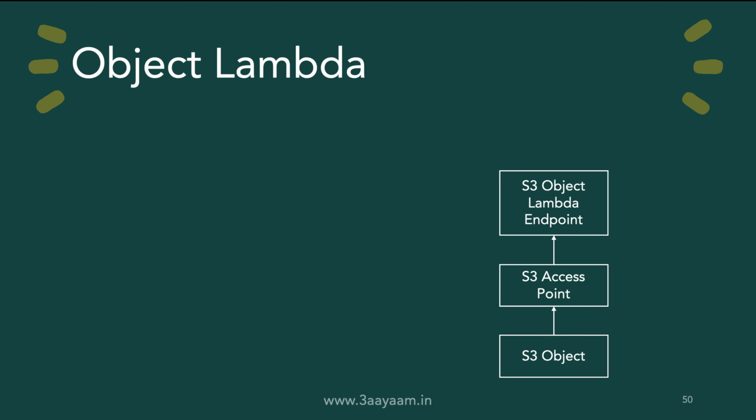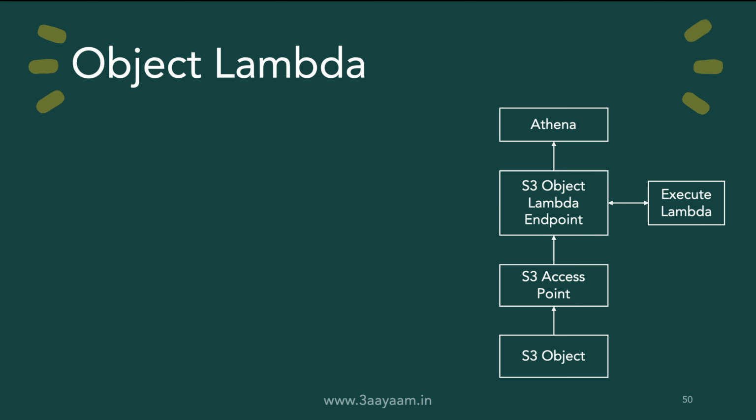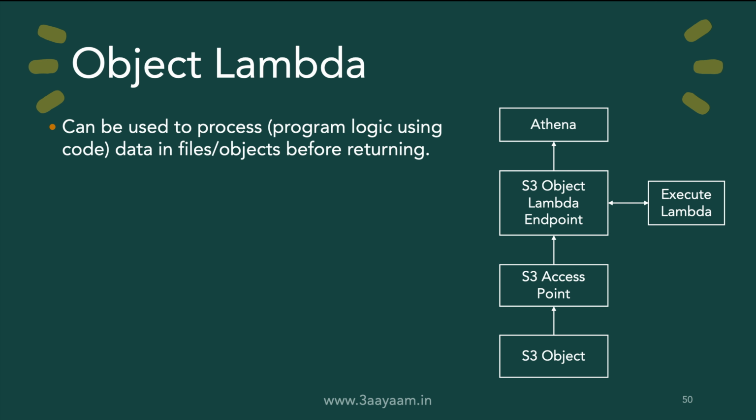And let's say I am accessing an object from this S3 bucket using this object lambda endpoint using Athena. So we create a table wherein we mention the object lambda endpoint in the Athena table. Now, whenever Athena tries to read that object using lambda endpoint, a lambda function would be executed, which we associate with the object lambda endpoint and do some processing, and then the result would be given back to, let's say, Athena. Now, it can be used to basically process program logic using code, and we do the processing on data that is in files or objects before returning it to the client.